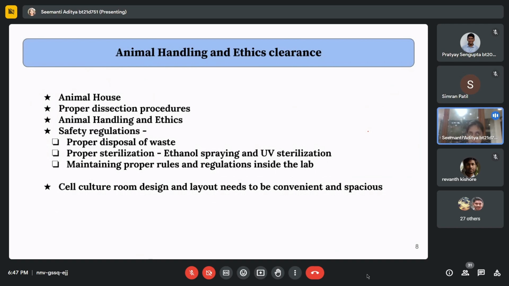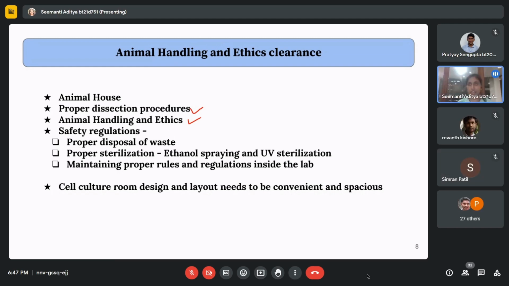Those require a lot of sterilization, apart from the normal secondary cell lines that we are culturing, because we are isolating cells from an animal's body, and animals are naturally prone to have a lot of microbes in their system. So animal handling, proper dissection procedures, and carrying out proper ethics is very important. We need to follow all those rules and regulations very strictly, so as to avoid any kind of inconvenience.